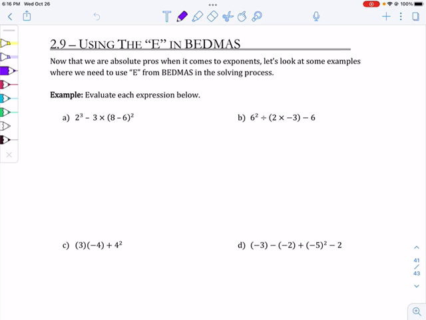Hello, grade 9s. So yes, I know 2.8 comes after 2.7. But 2.8 is where we mix all of the exponent laws together. And I thought to myself, well, 2.9 I think is a little bit easier to do. So I figured when I'm not here, 2.9 is what we'll tackle first. And fingers crossed I will be back tomorrow and we will tackle 2.8 together.